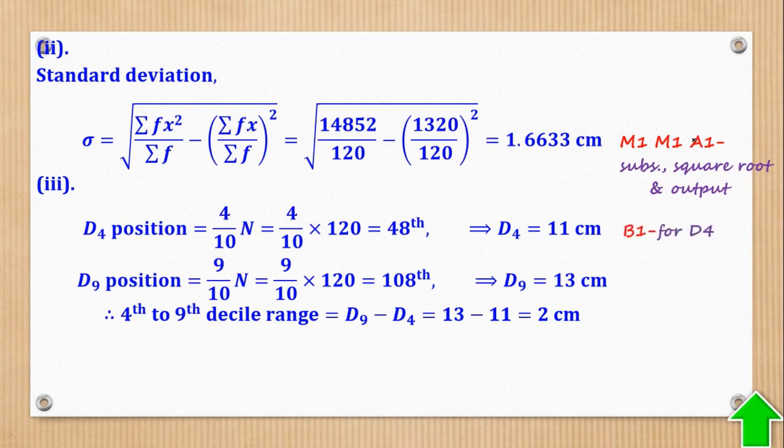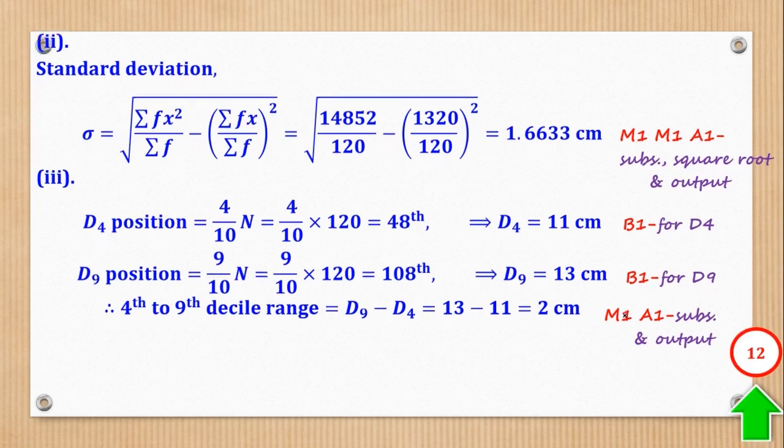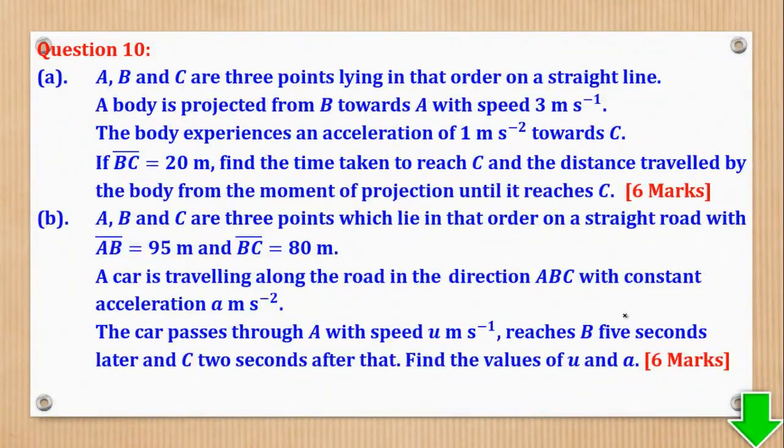Then for this Roman 3, B1 was to see this value of 4th decile, another B1 for the value of the 9th decile, M1 for subtraction, and A1 for the output. So that is how you could get the 12 marks in question 9. Now let's go to question 10. Question 9 was for ungrouped data. Question 10 is for motion in a straight line.